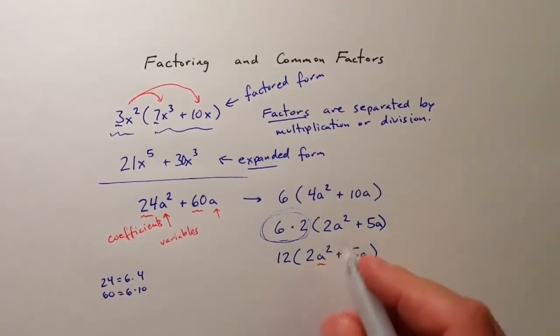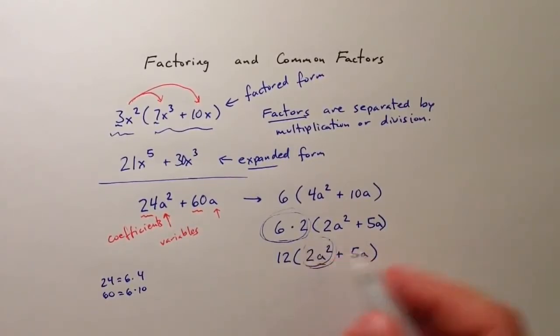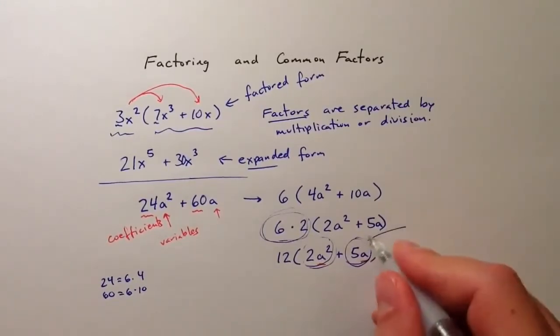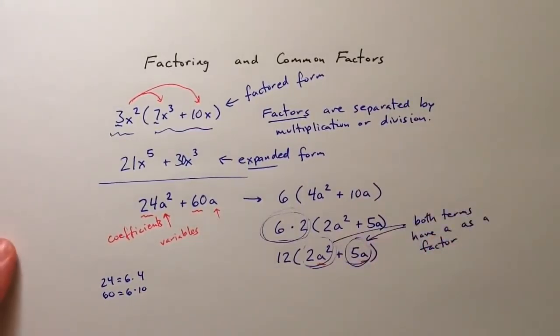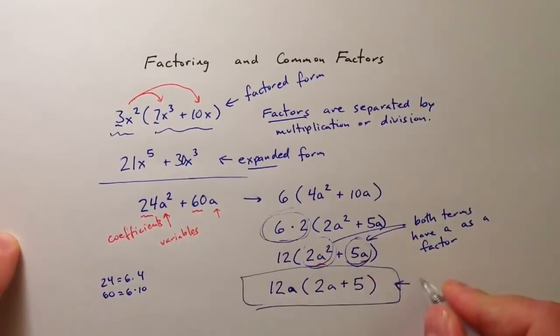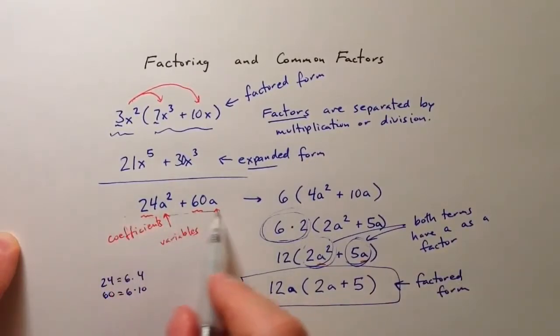Since both of these terms, terms being things that are separated by addition and subtraction, have a as a factor, I can factor it out. Since the first term has a squared in it, if I factor out an a, there's still 1a left behind with that term, so this would be 2 times a. The second term just has a single a, so when I factor out the a, there's just a 5 left behind. So this would then be the factored form that's equivalent to the expanded form that we started with.